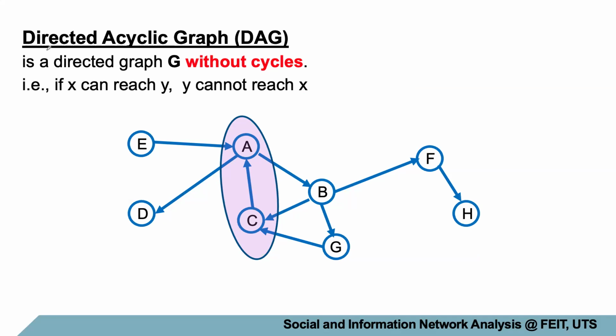Another concept is the directed acyclic graph, or DAG, which is also important. It is a directed graph G without any cycles. That means if X can reach Y, Y cannot reach X, because there's no cycle. For example, the graph here is a DAG because C can reach A, but A cannot reach C. So this is a directed graph, but there's no cycle in it.